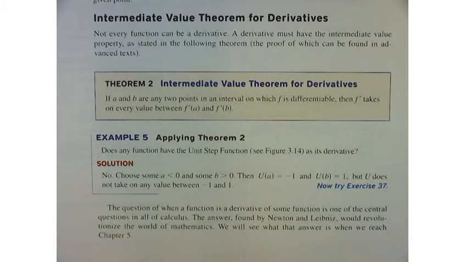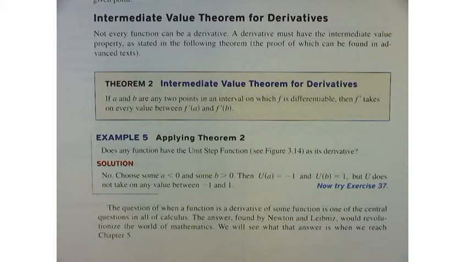And how do we know this? Choose some A less than 0 and some B greater than 0. Then u of A equals -1 and u of B equals 1, but u does not take any value between -1 and 1.